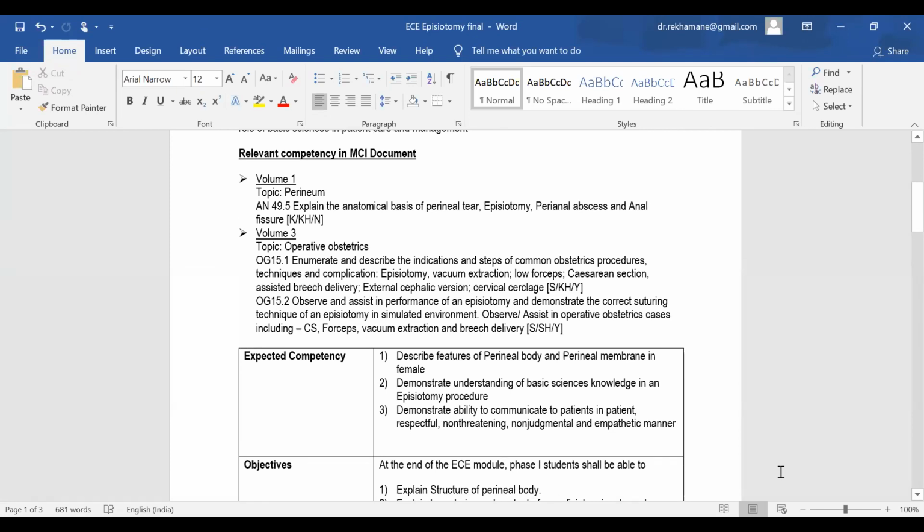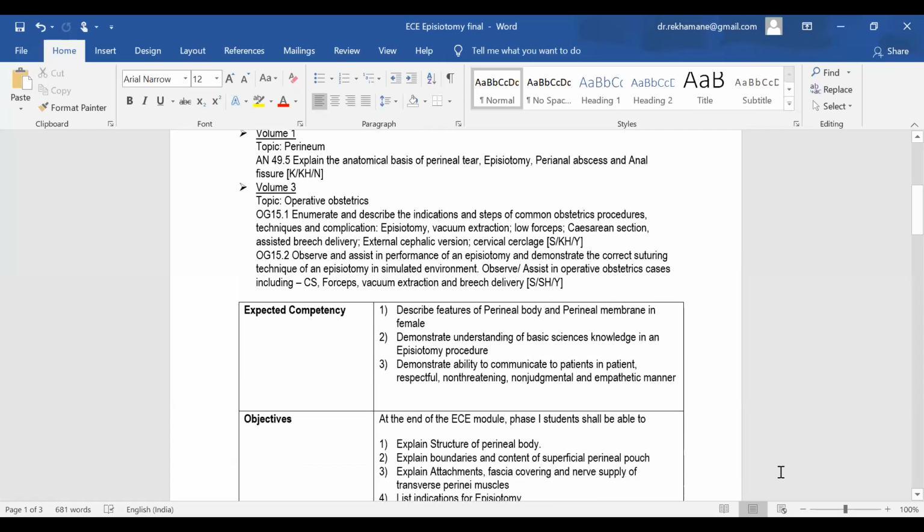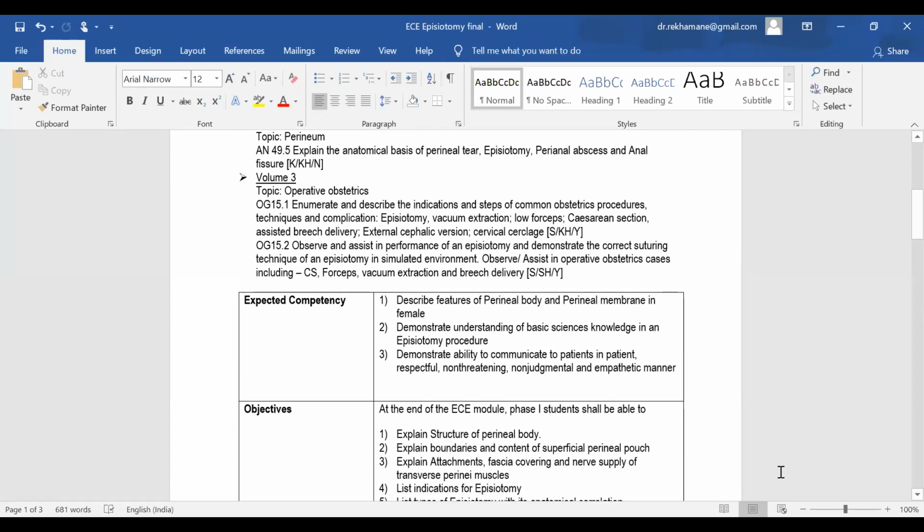Volume 3, topic is operative obstetrics. Competencies are 2, 15.1 and 15.2. Both belong to domain skill. Enumerate and describe the indications and steps of common obstetric procedure, techniques and complication: episiotomy, vacuum extraction, low forceps, C-section, assisted breech delivery, external cephalic version, cervical cerclage.